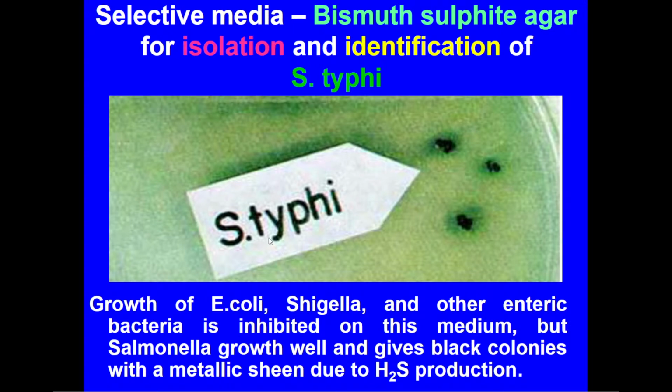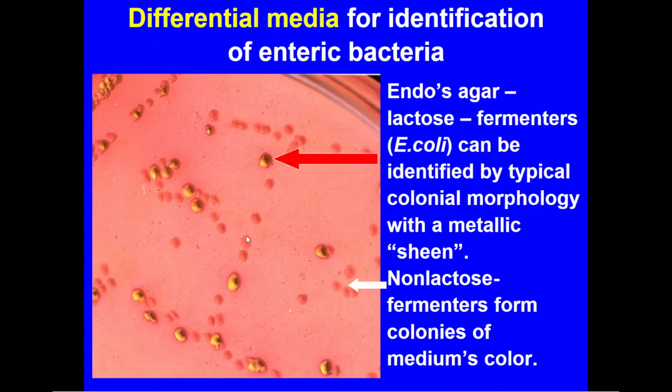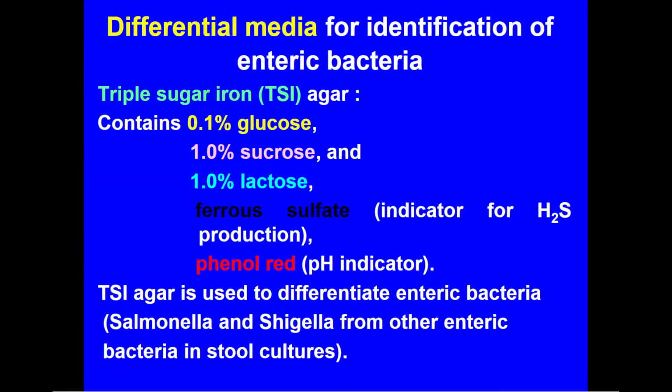produces hydrogen sulfide, and the growth of some bacteria, E. coli, Shigella, is inhibited on this medium, but Salmonella grow very well and give black colonies with a metallic sheen. And this we discussed already.